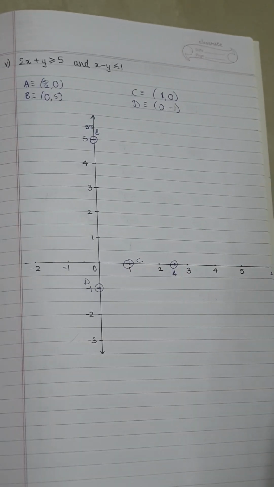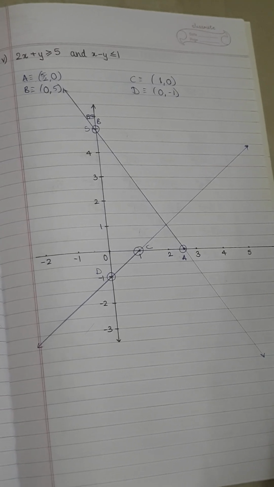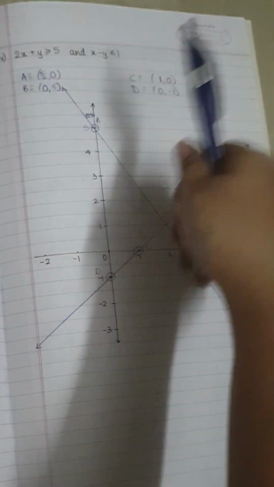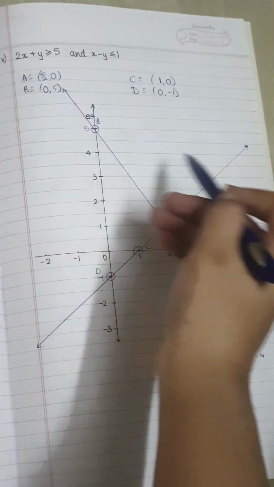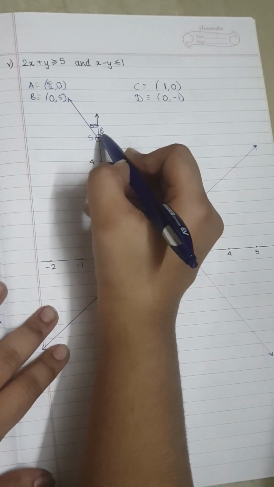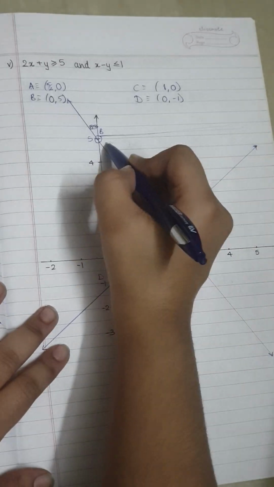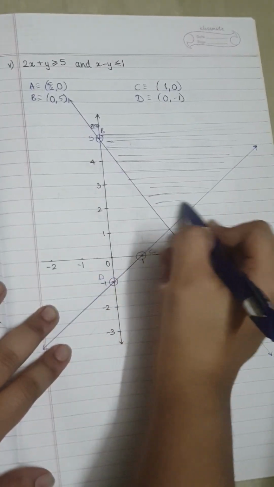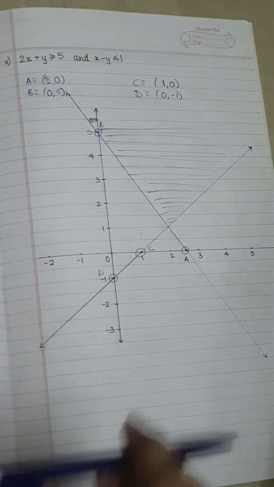Let's draw the lines. So guys, here we have the line. Since here the sign is greater than, that means everything will be on this side, and here the sign is less than, that means everything will be on this side. The common region, this area here. Let's shade that region. And with this, we are done with our question number 5.